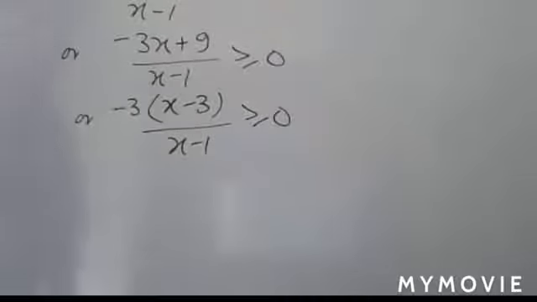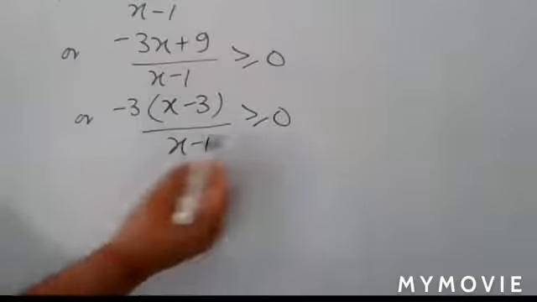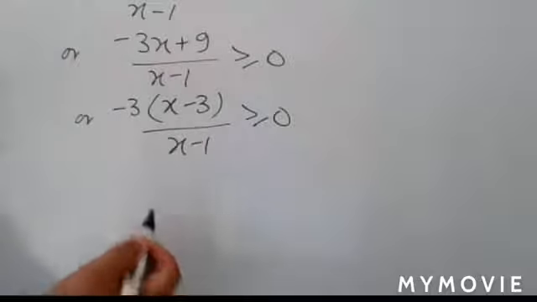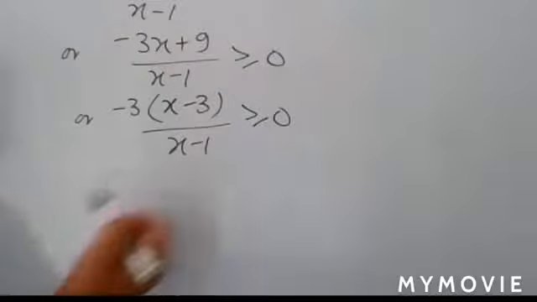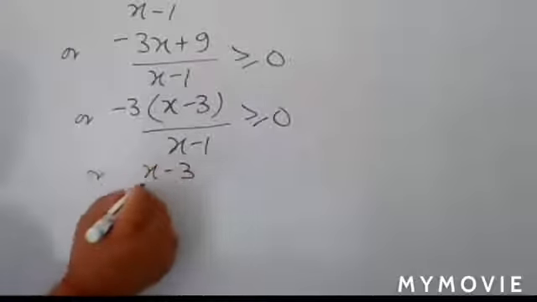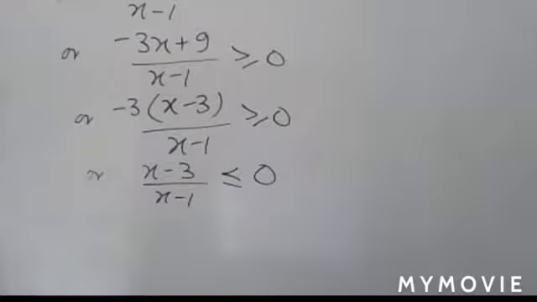Understand? Now what do you do after this step? You have to remove this minus 3, meaning dividing both sides by minus 3, a negative number. So what is your rule? If you divide both sides by a negative number, the inequality also changes. So you have (x - 3)/(x - 1) less than or equal to 0. Any doubt? No, sir.